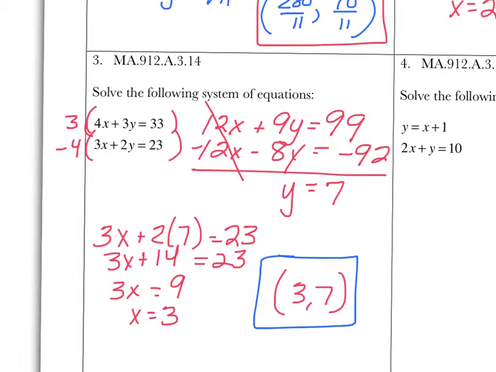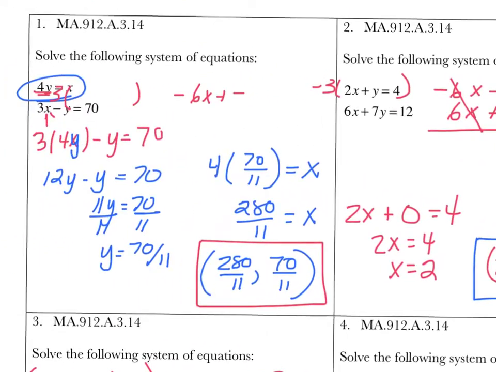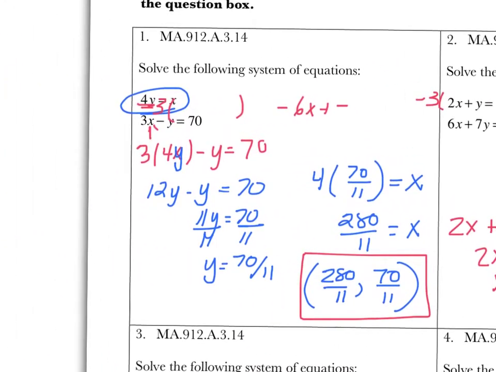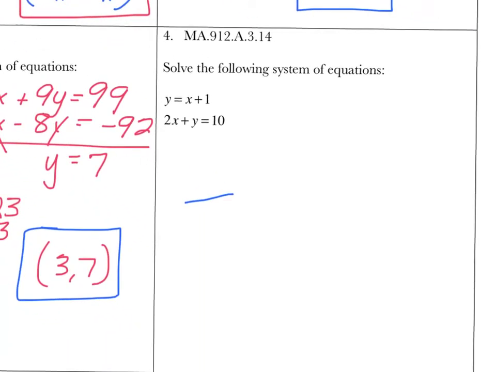Okay, so on the test, if you notice, I'm not telling you what method to use. You choose whichever method you want. However, different problems are already set up for different things. For instance, like I said, over here, number 1, x was already by itself. That was set up for substitution. This one here, number 4, set up for substitution because y is alone. So I'm actually going to start that one with substitution.